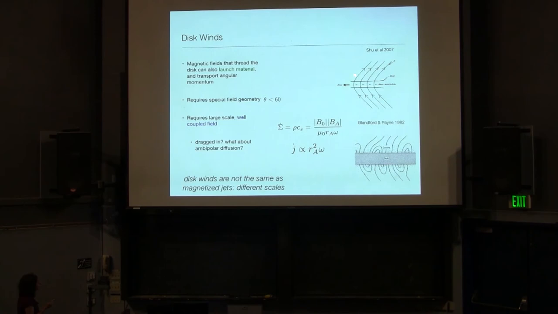And the idea is that if you have a field that's threading the disk, if the field is sufficiently inclined with respect to the disk midplane, it can act like a lever arm, and you can launch material along the magnetic field, transport it out to large radii, and this acts as a means of transporting angular momentum. It requires, as I said, a sort of large-scale, well-coupled field, and there are still uncertainties about where it arises from. And again, I don't know if Jim is going to mention this. He's been doing some work on this very recently about ways that maybe the MRI and disk winds can compete with one another in the same system.